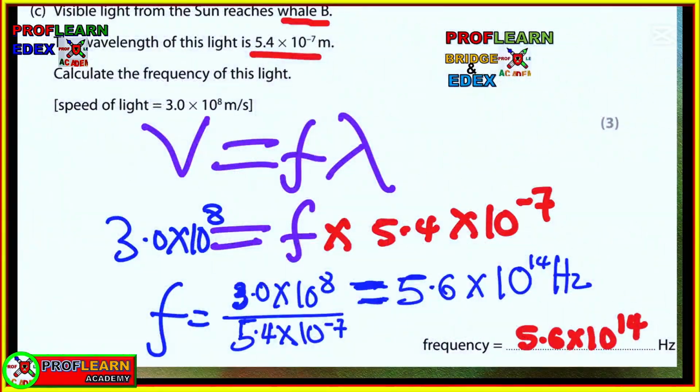Now, visible light from the sun reaches whale B, and the wavelength of light is 5.4 × 10^-7 meters. We are supposed to calculate the frequency of this light, and we are going to use the wave equation, and then we substitute so that our answer becomes 5.6 × 10^14 hertz.